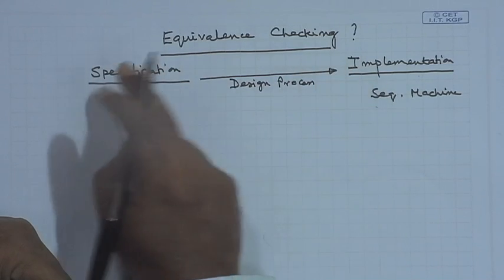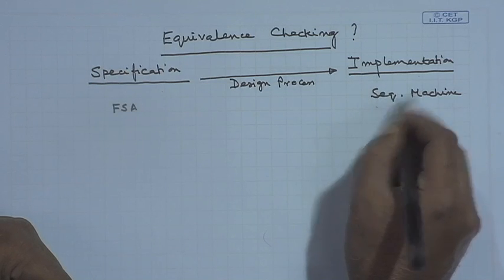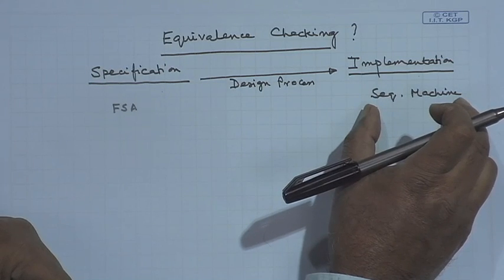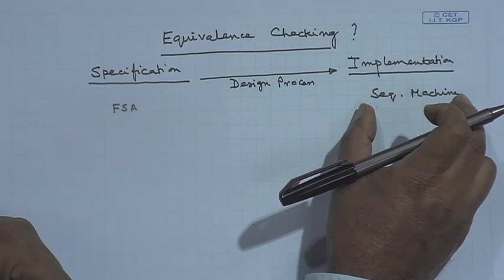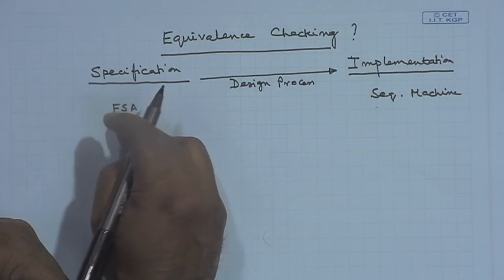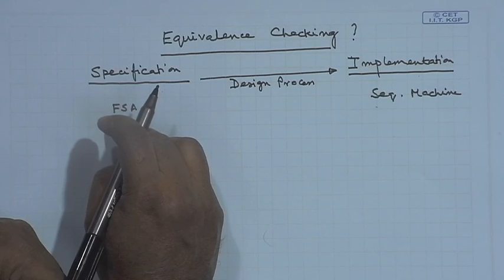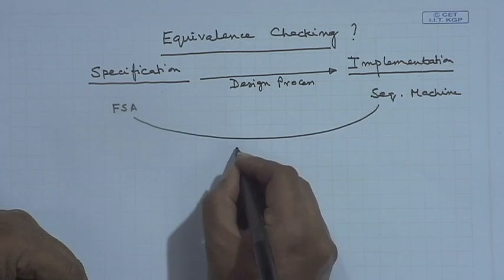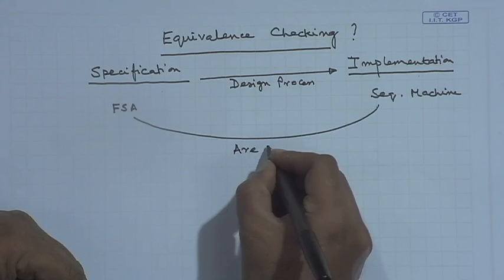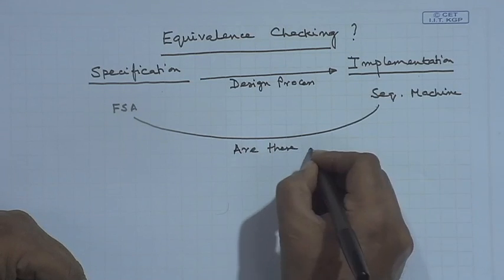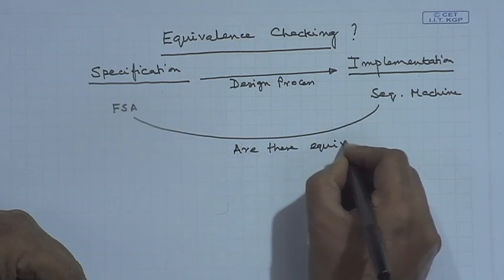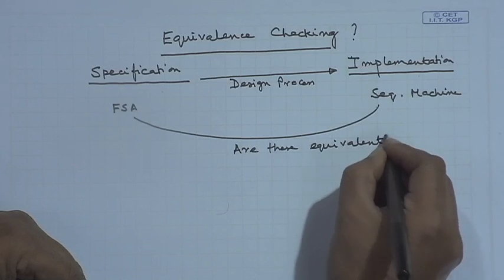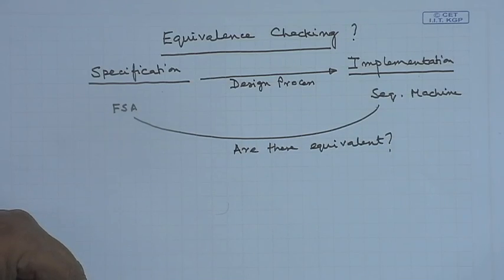In order to do that, I want to see whether the behavior of this sequential machine is the same as that of the behavior of the finite state automata. So, this and this, I want to see, are these two specifications equivalent? Formally I want to see.